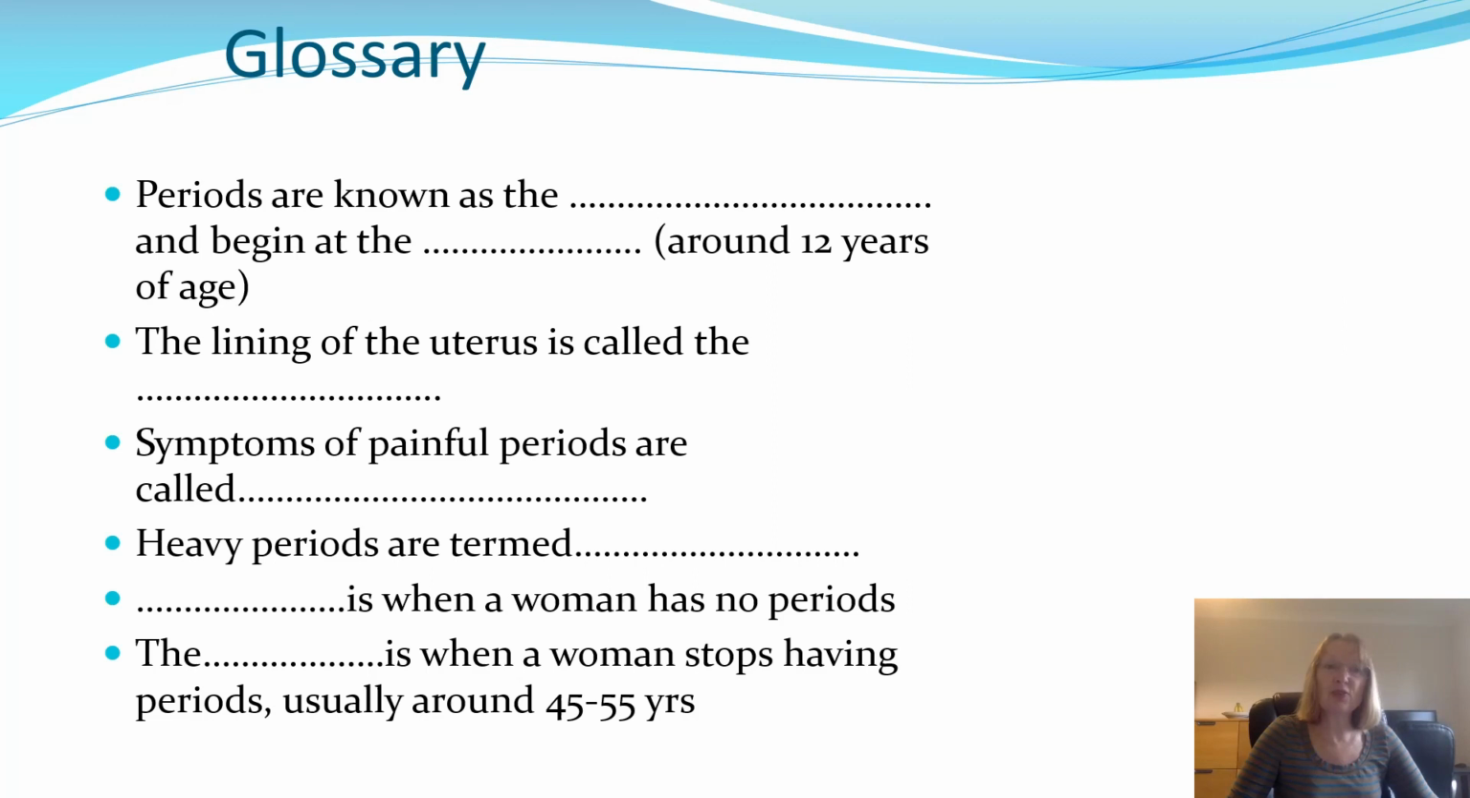So just to go through, you need to think about periods are known as what, and begin at which begins at 12 years of age. If you just read through and try and figure out the words that fit into this to begin with, and then the next slide will show you the answers.